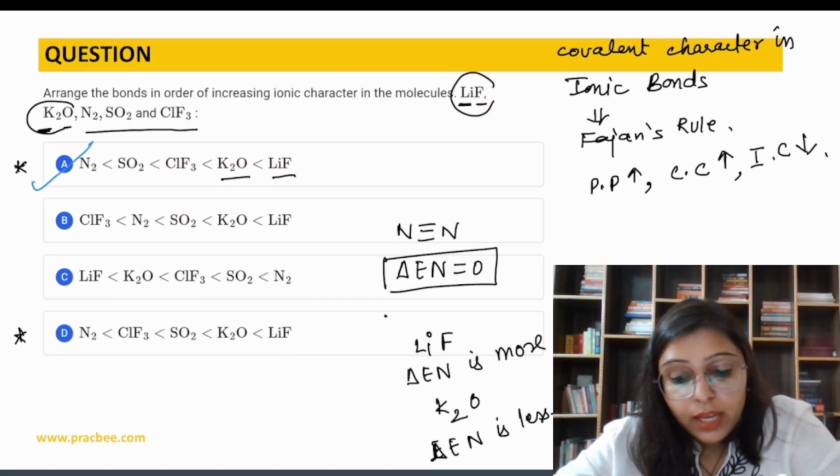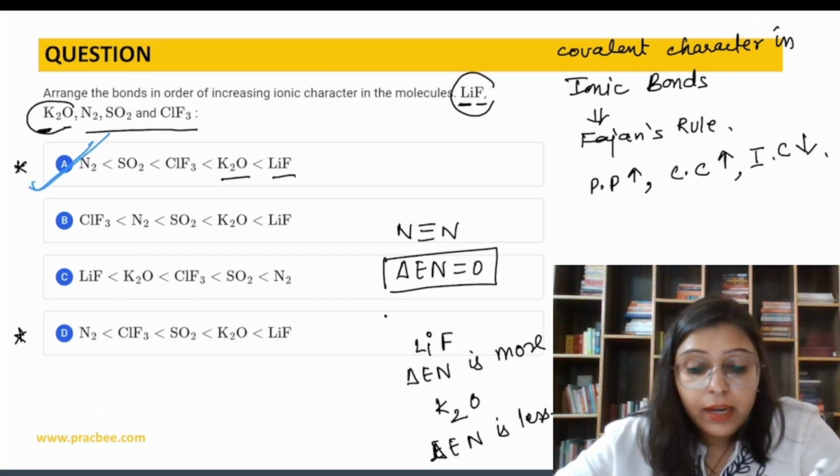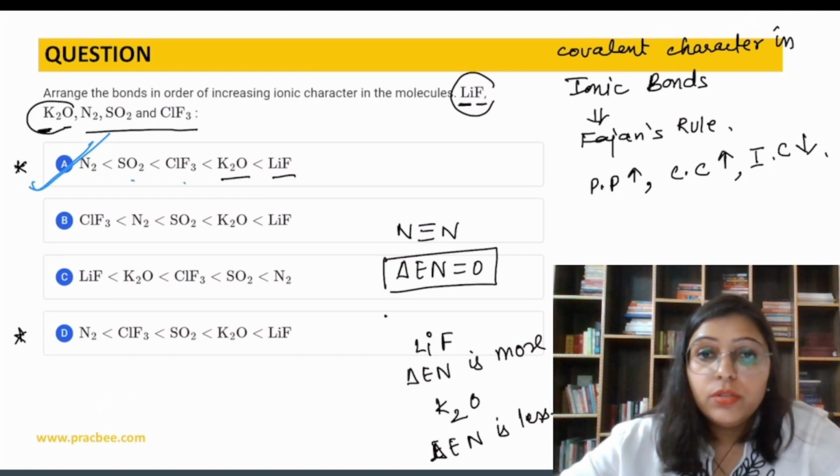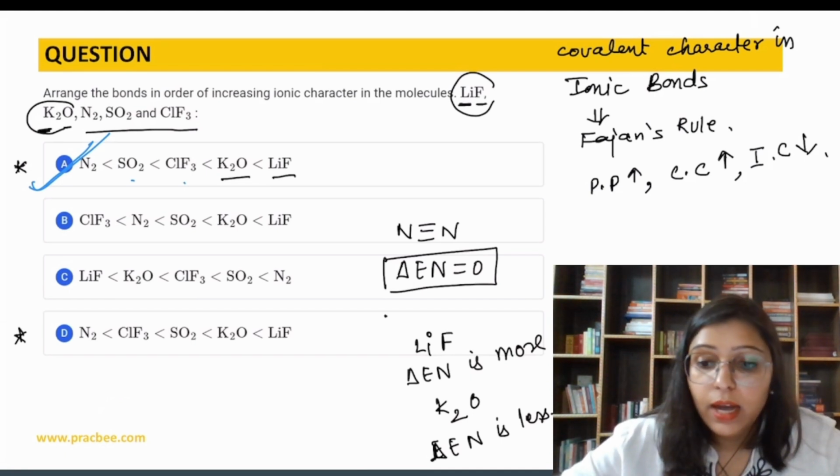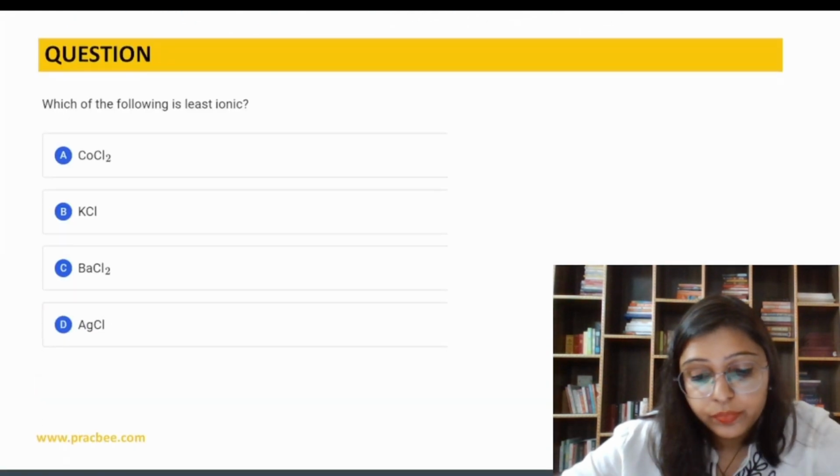So here option A is going to be the correct answer. N2 least, SO2, then ClF3, KI, and then LiF, right? So this is going to be the correct answer. Okay. Now let's do the next question.